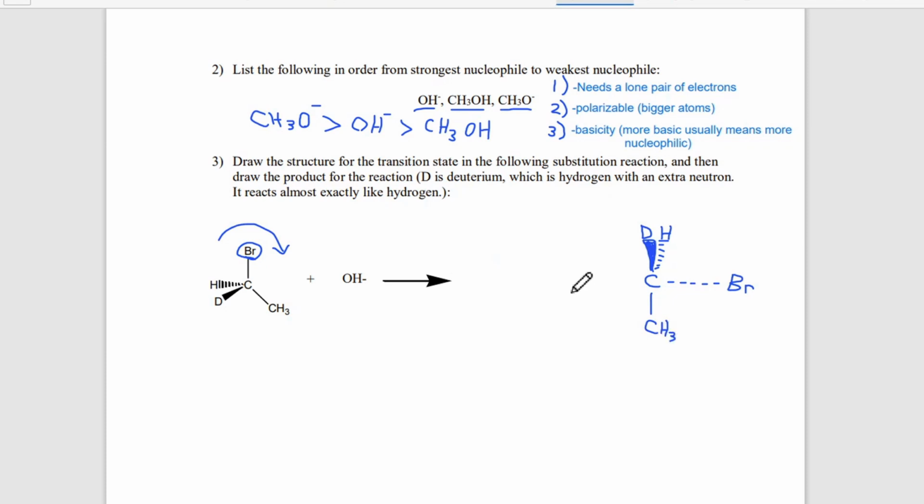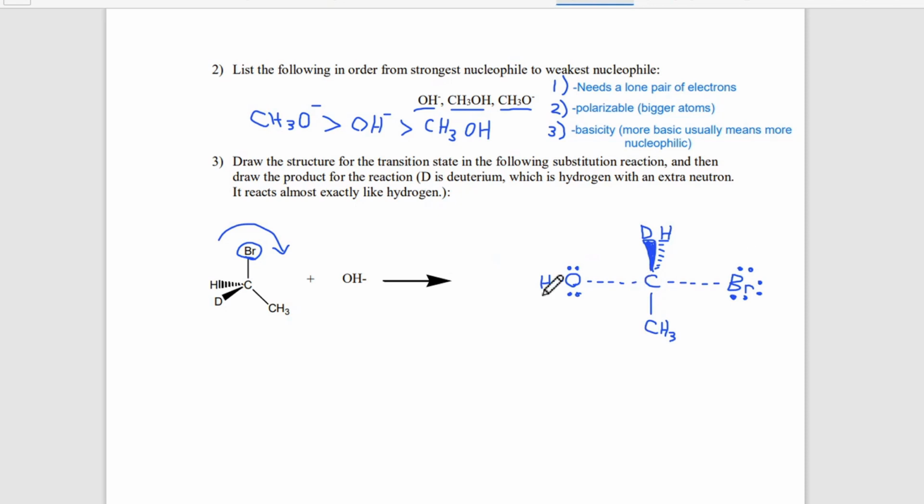Now the oxygen is the one donating its electrons, so I'm going to show the lone pair of electrons that oxygen is donating as a dashed line. It's in the process of donating those electrons. Whereas bromine, I'll show its lone pairs, but I'm also going to show the lone pair that it's leaving and taking with it as a dashed line as well.